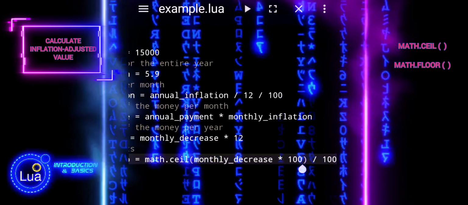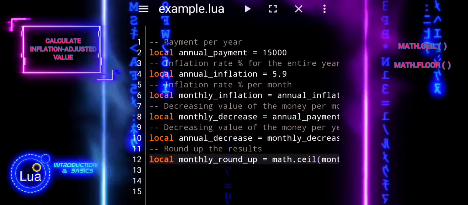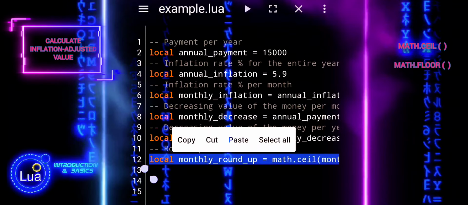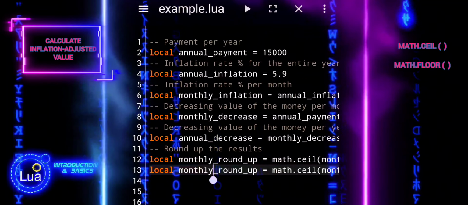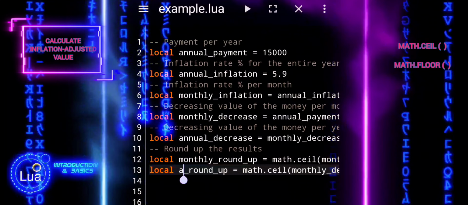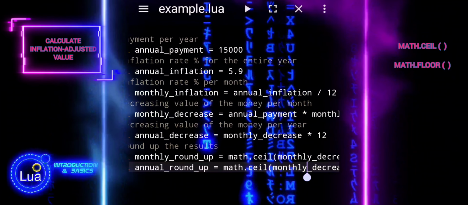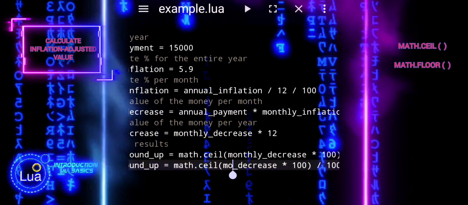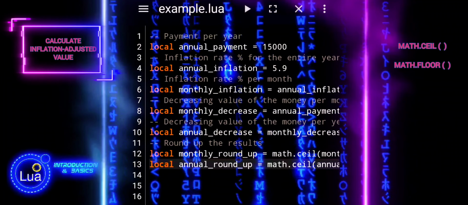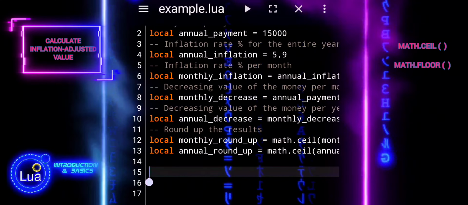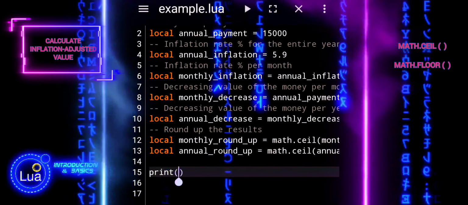This rounded up value is stored in the variable monthly roundup. Similarly, the next line applies the same rounding process to the value of the annual decrease multiplied by 100, ensuring rounding up to the nearest integer using math.ceil. Again, the multiplication by 100 and subsequent division by 100 ensure rounding to 2 decimal places. The resulting rounded up value is stored in the variable annual roundup. In summary, these lines ensure that the calculated decrease in the value of money per month and per year is rounded up to 2 decimal places, providing more accurate and precise results for analysis and presentation.